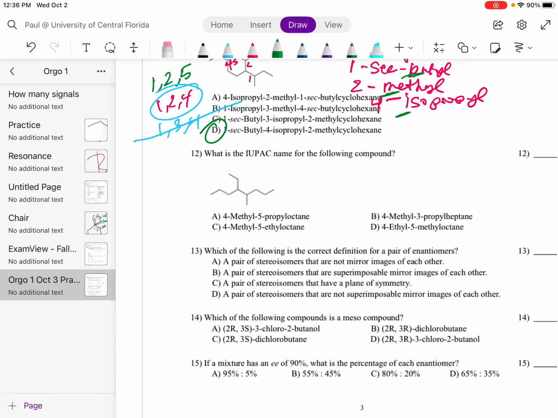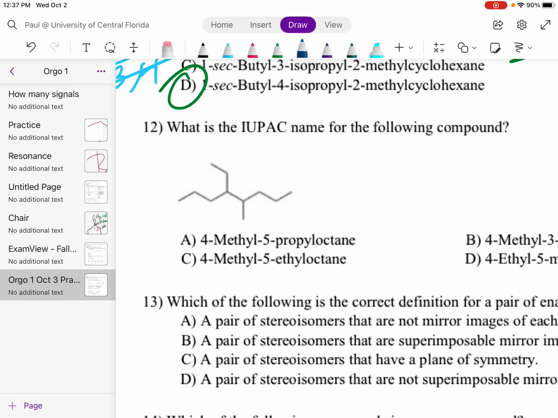What is the IUPAC name for the following compound? In number 12, we have to find the longest carbon chain. I count 8 in that direction. But can I count something a little bit longer? Nope. Could I have done it this way? 1, 2, 3, 4, 5, 6. Nope, looks like the longest chain would be 8, which is octane.